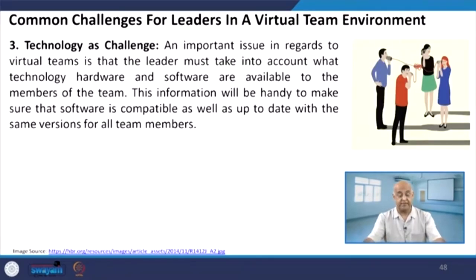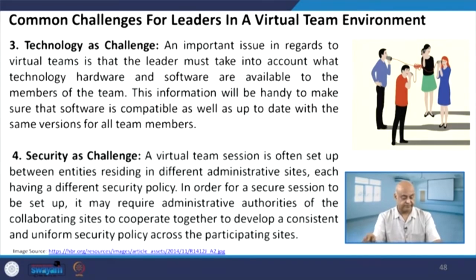Technological challenge is the next challenge. In regard to the virtual team, the leader must take into account what technology, hardware and software are available to the members of the team. This information will be handy to make sure that the software is completely up to date, with the same versions for all the team members concerned.